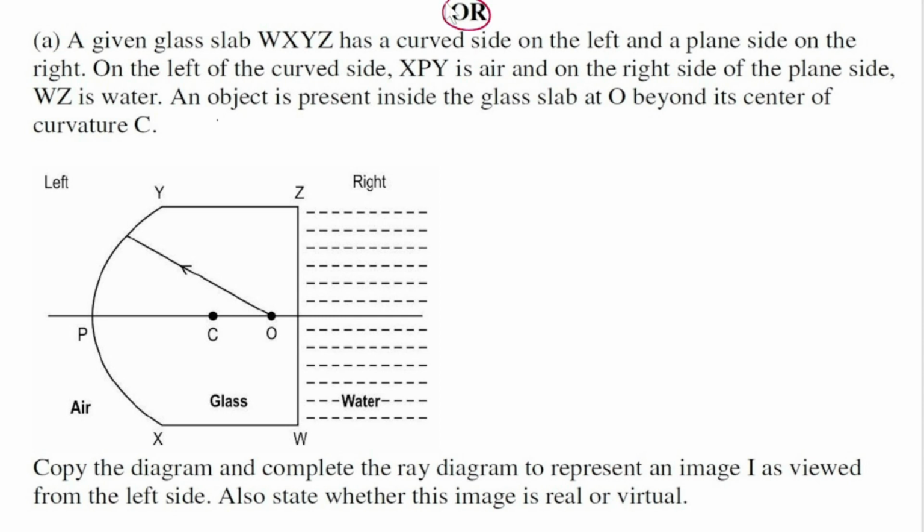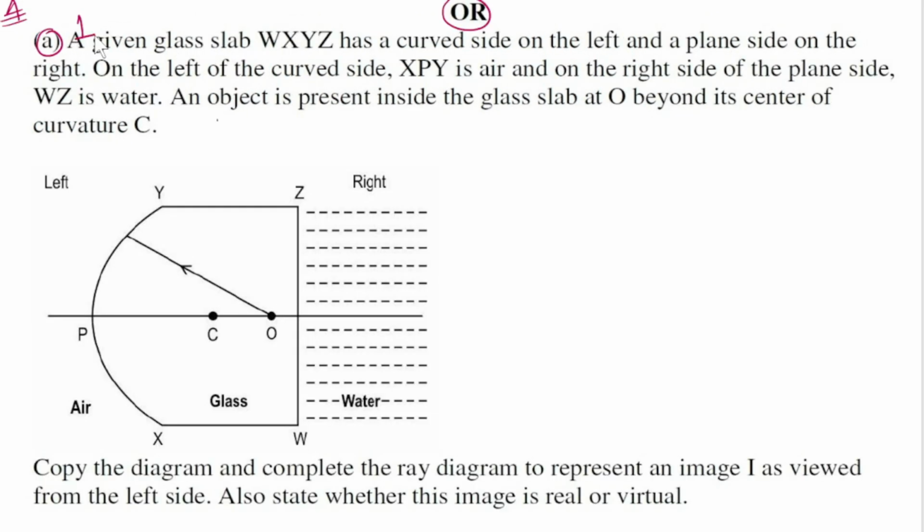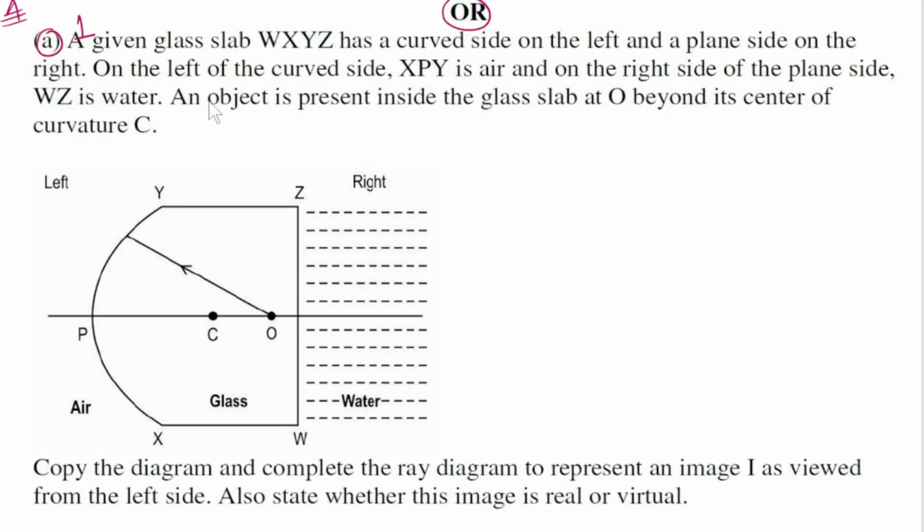This is all part of the fourth question. It has three subparts: part A, part B, and part C. It seems that each part is for 1 mark. Hope you have read this question. We are supposed to copy the diagram and complete the ray diagram to represent an image as viewed from the left side, meaning from this side. And we are also supposed to tell whether the image will be real or virtual. So let us try it.